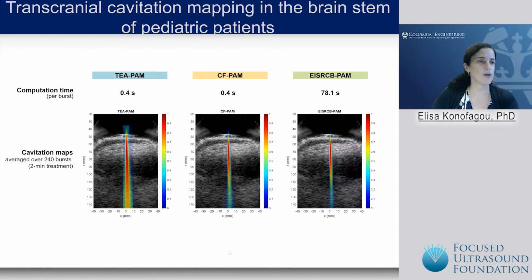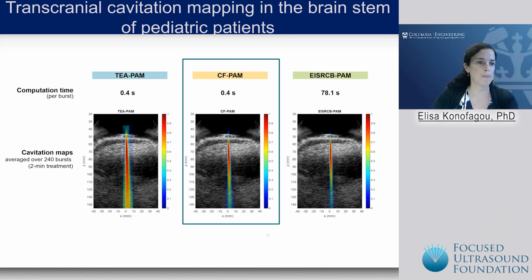So the last thing I want to show is actually the mapping that we're doing as opposed to just a single trace PCD. This is from the actual pediatric patient 2, where we're able to go into the pons and look at the actual focal spot, and we can do this in real time, with 0.4 seconds in computation time, with a coherence factor passive acoustic mapping. And we were able to identify that the intended focal spot was actually where we wanted it to land in the pons, hence the opening that we saw in the previous slide.